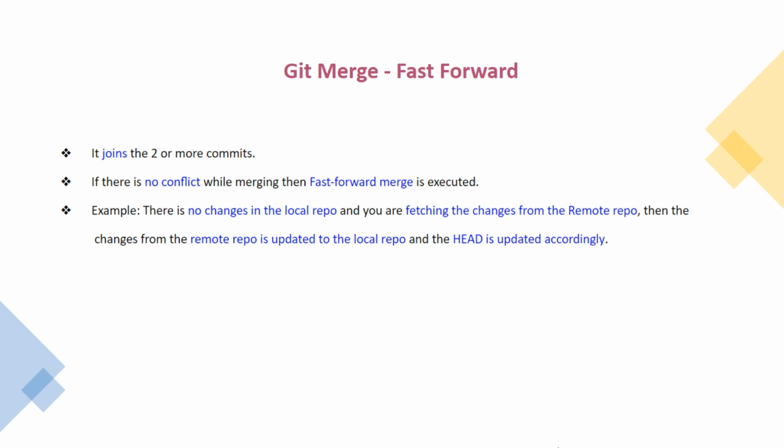git merge joins two or more commits. If there is no conflict while merging, then a fast forward merge is executed. For example, there are no changes in the local repo and you are fetching the changes from the remote repo. Then the changes from the remote repo are updated to the local repo and the head is updated accordingly.